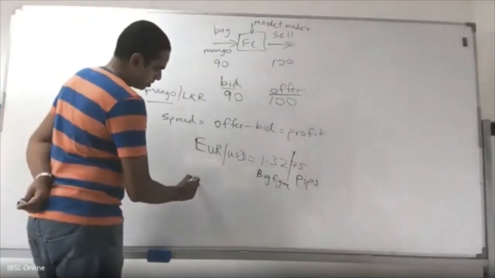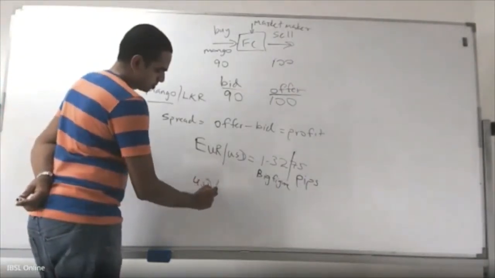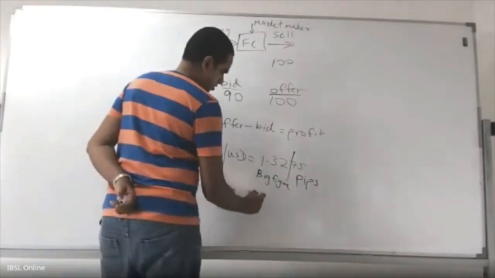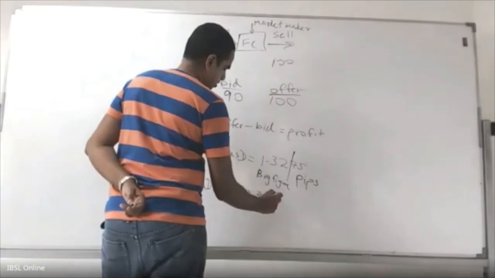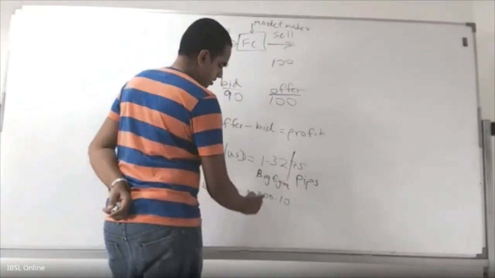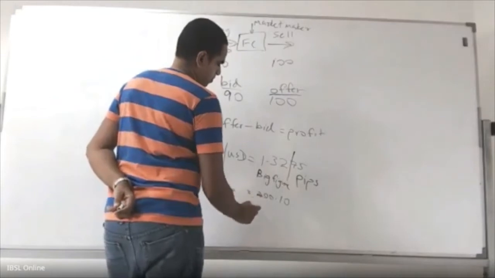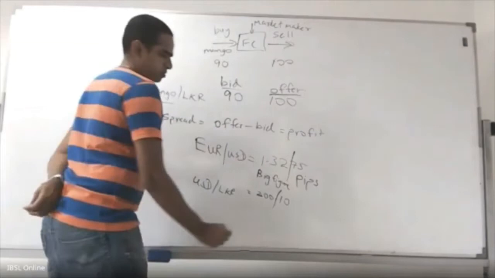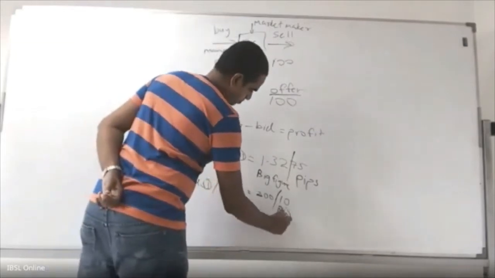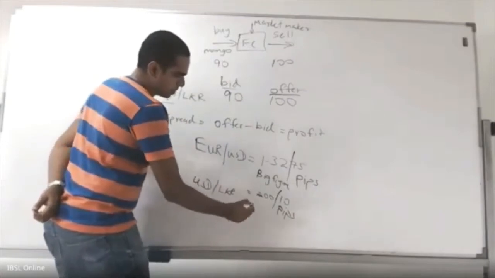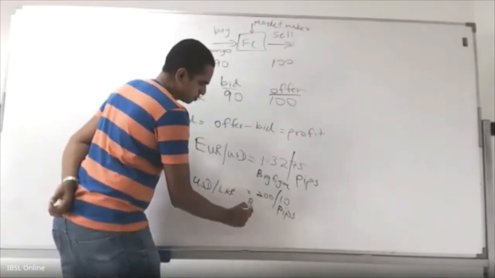Then if you take the dollar against the rupee, say it is 200 rupees and 10 cents. The last two decimals are called pips. Whatever is in front is called the big figure.